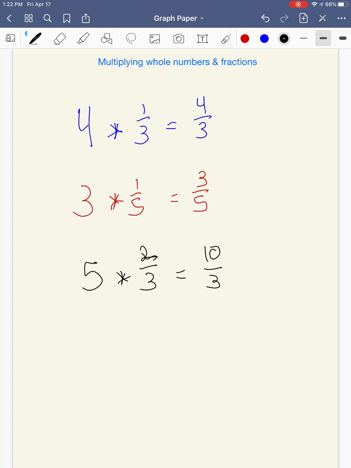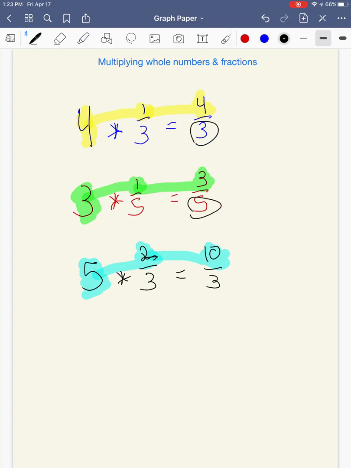Do you notice anything? Do you see something? Well, maybe you're starting to realize, hey, it looks like we're taking the whole number and multiplying it by the numerator, and it's giving us the numerator. 4 times 1 is 4. 3 times 1 is 3. 5 times 2 is 10. Well, if you notice that, you're absolutely right. That's exactly what's happening. But now we have to figure out, what do we do with the denominator?